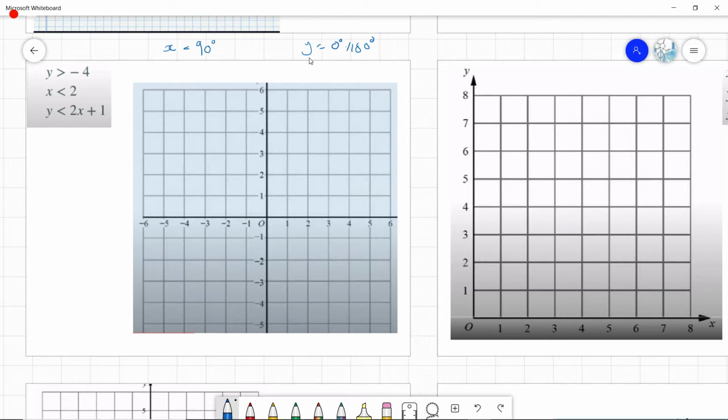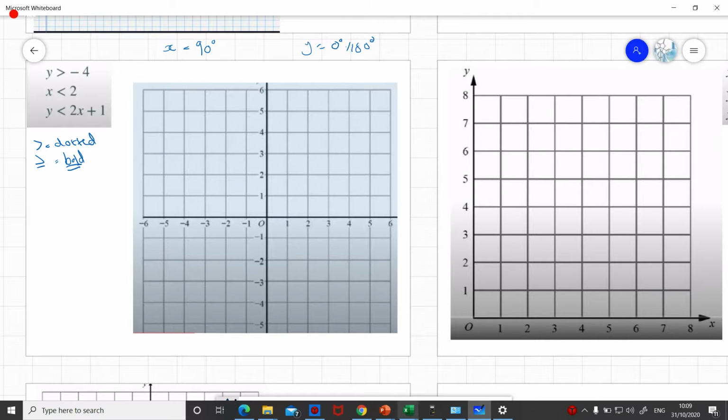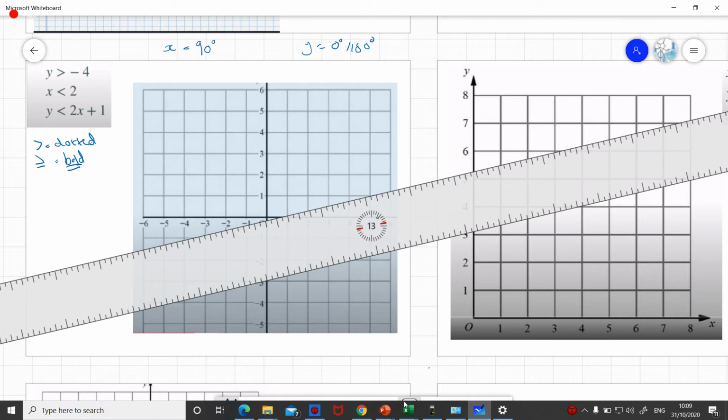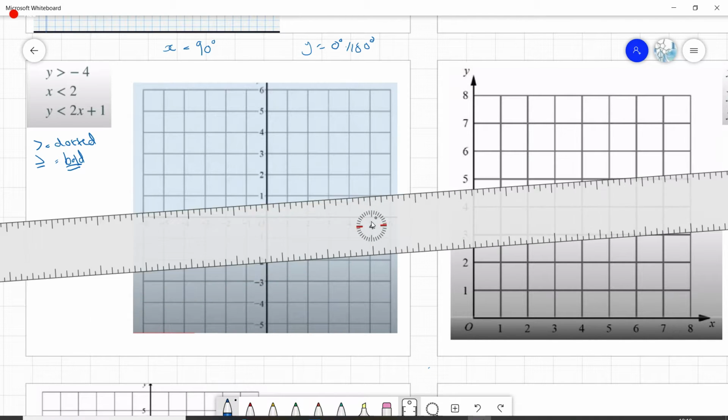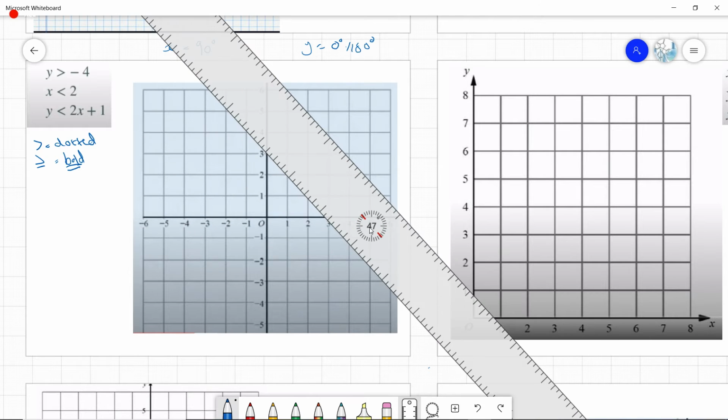So starting with the first one, it says y is greater than -4. So I get my ruler, and it's also very important to know, if you have a sign like this, it's always going to be a dotted line. If you have a sign with equals to, it's going to be a bold line, so non-dotted, a normal line. Okay, so let's do this. So y is greater than -4. I get my ruler and I line it up.